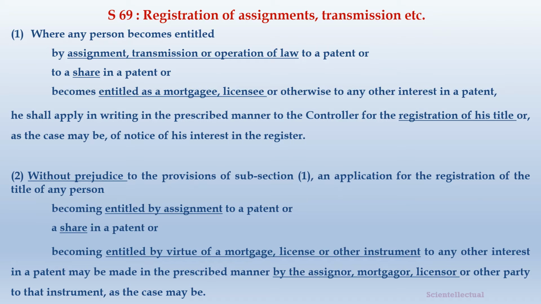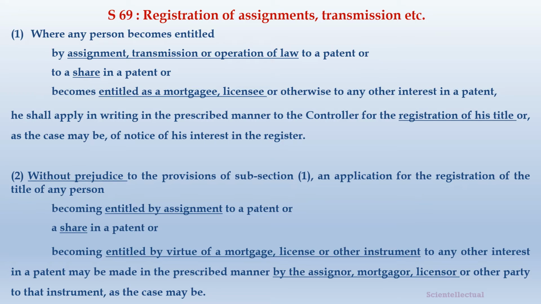Subsection 2. Without prejudice to the provision of subsection 1, an application for the registration of the title of any person becoming entitled by the assignment of a patent or share in a patent, or becoming entitled by virtue of mortgage, license, etc., to any other interest in a patent may be made in the prescribed manner by the assignor, mortgagor, licensor, or any party to that instrument as the case may be.